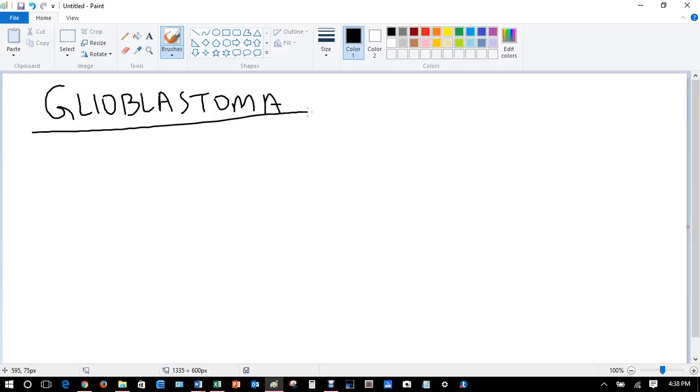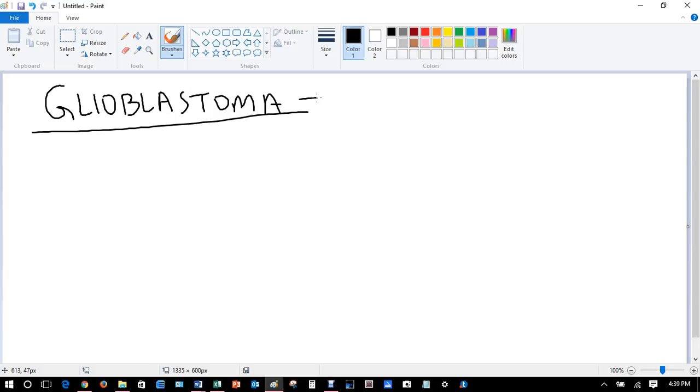If you remember, astrocytes are these cells in the brain. They help with potassium metabolism, and they're kind of like the little cleanup cells. They do a lot of things. They help with the blood-brain barrier, useful cells. But this glioblastoma is the most common primary brain tumor.